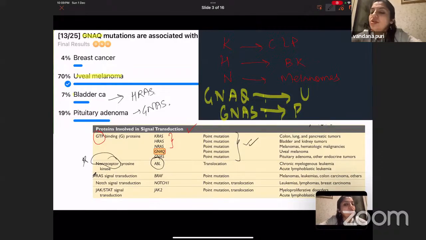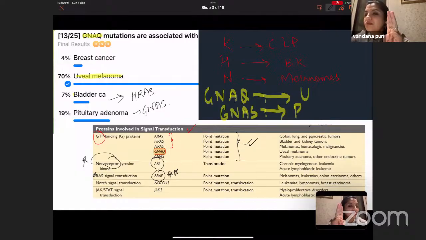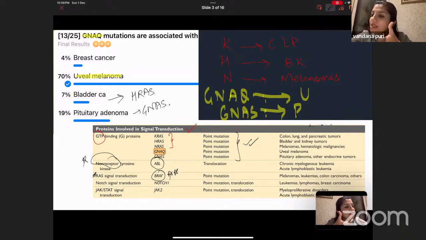If I am talking about the RAS signal transduction pathway, here the protein is BRAF, and BRAF is another very favorite question of examiners. Remember 100% of hairy cell leukemia, Langerhans cell histiocytosis, pilocytic astrocytoma has BRAF mutation, but it is BRAF K. Apart from that, papillary carcinoma thyroid, most common mutation, colon cancer, and melanoma. So these are the 6 cancers which are usually associated with BRAF mutation. Again, it's a very commonly asked question.